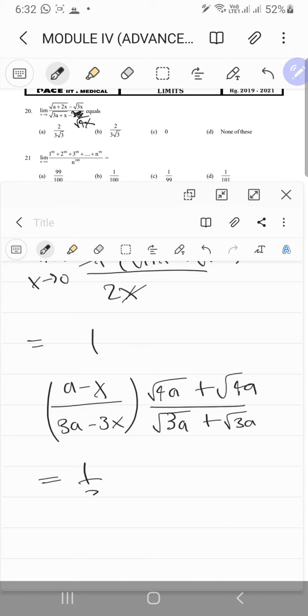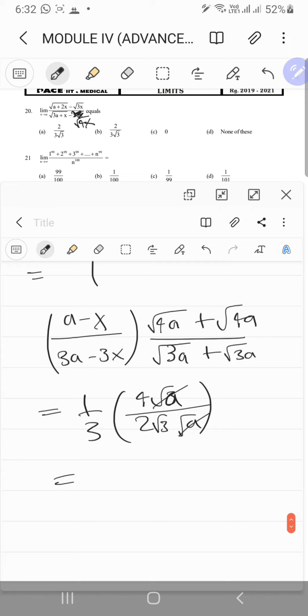So this is just 1 upon 3, and then this is 2 square root a plus 2 square root a, which is 4 square root a, upon 2 square root 3 square root a. So the square root a over there cancels, so you just get 2 upon 3 square root 3, correct. So this should be the answer. Next question.